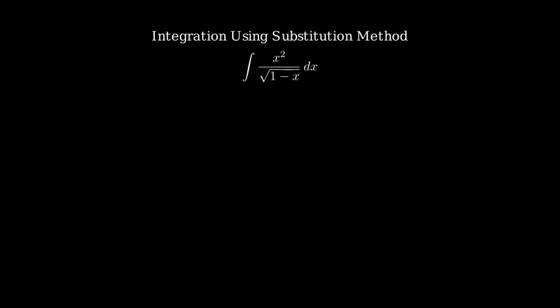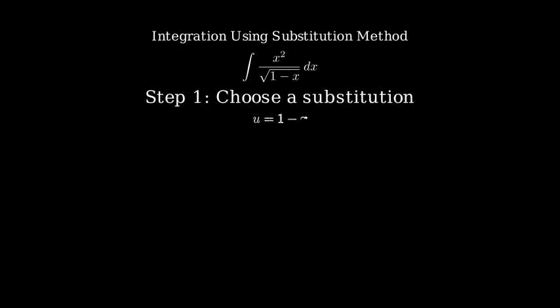Since we see the square root of 1 minus x, a natural choice for our substitution is u equals 1 minus x. We then need to find the differential of u in terms of x. Differentiating both sides, we get du equals negative dx. Now let's rewrite the dx in terms of du using the expression we found in the last step. Substituting for dx, we can replace dx with negative du.